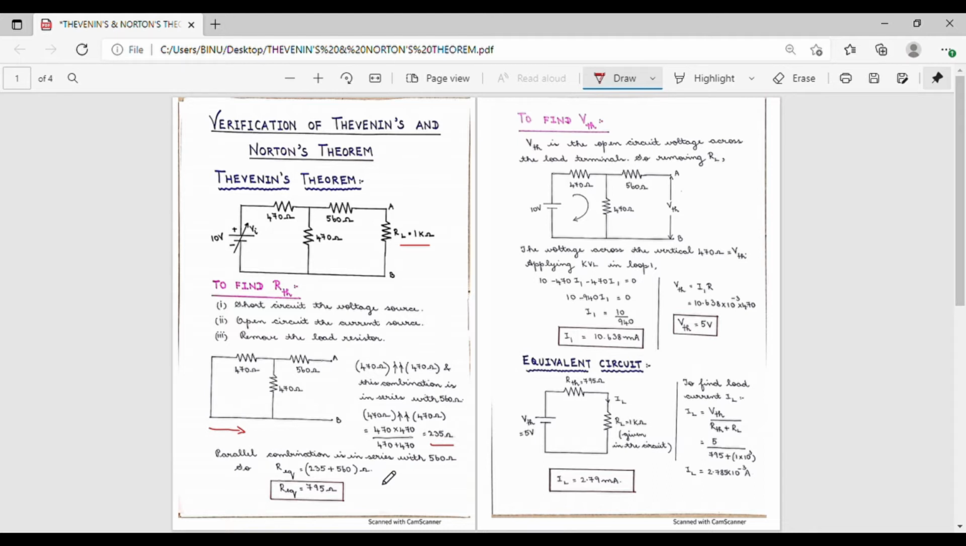When 2 resistors are connected in parallel, the equivalent resistance can be calculated using the formula R1 R2 divided by R1 plus R2. Here R1 and R2 are equal to 470 ohm. Using this formula, we simplify the 2 parallel resistors into a single resistor of 235 ohm. Now this 235 ohm is in series with the 560 ohm resistor.